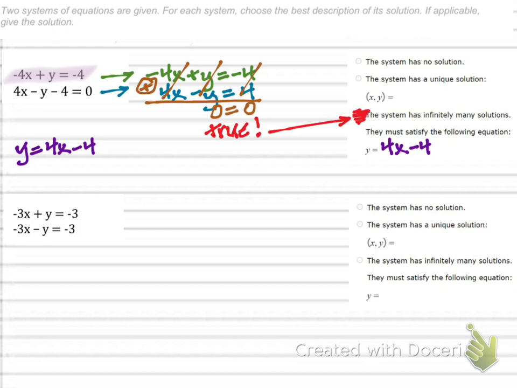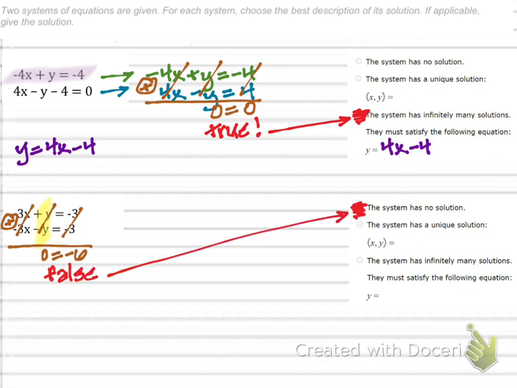Let's look at the next one. Notice that everything's already lined up, right? The x's, the y's, and the -3's. So I'm going to look at the y's there. Look at it like I'm solving it, so we'll get rid of the y's. So I'm ready to add. And when I do that, I get 0 equals -6. And that statement is false, so the system has no solution.